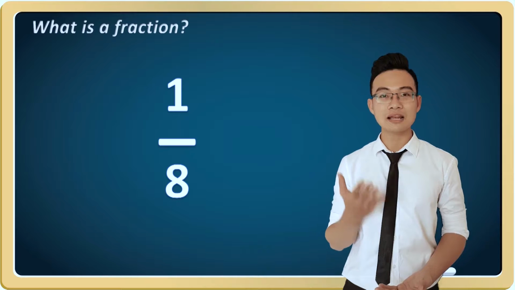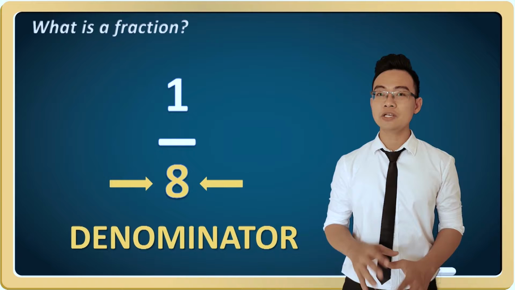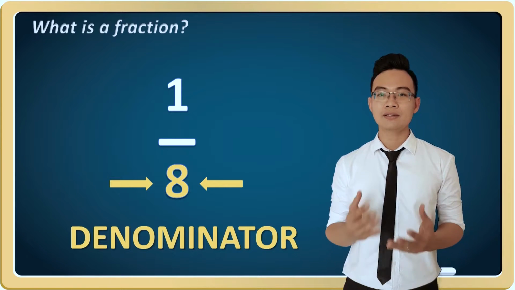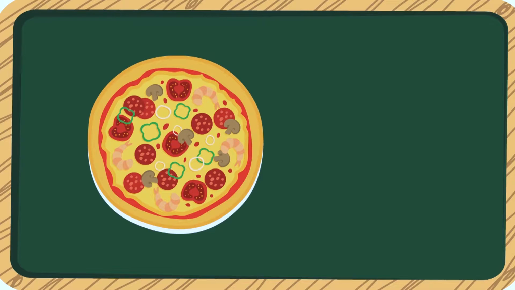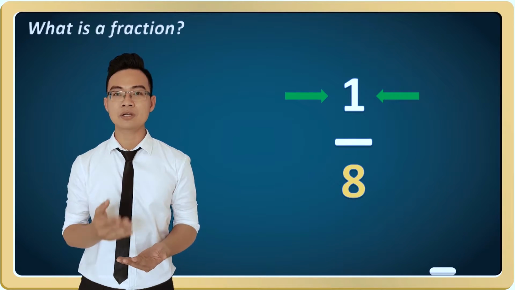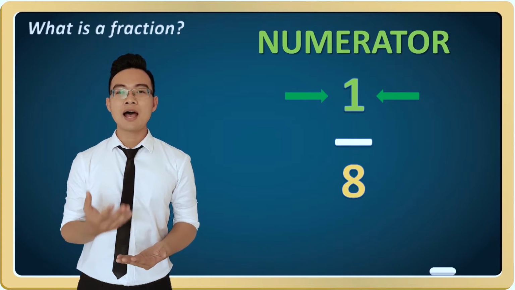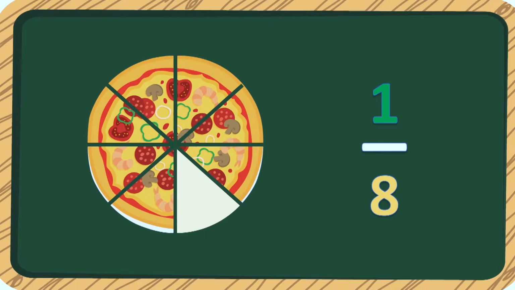A fraction looks like this. The bottom number is denominator. It shows how many equal pieces that object is divided into. For example, a pizza is usually cut into 8 slices, so the denominator is 8. The top number is numerator. It shows how many equal pieces that you take from the denominator. If you eat 1 slice, the numerator is 1. Then we have a fraction 1/8.